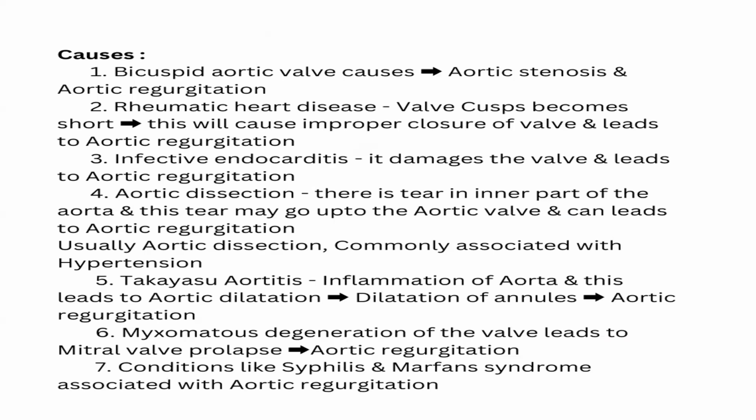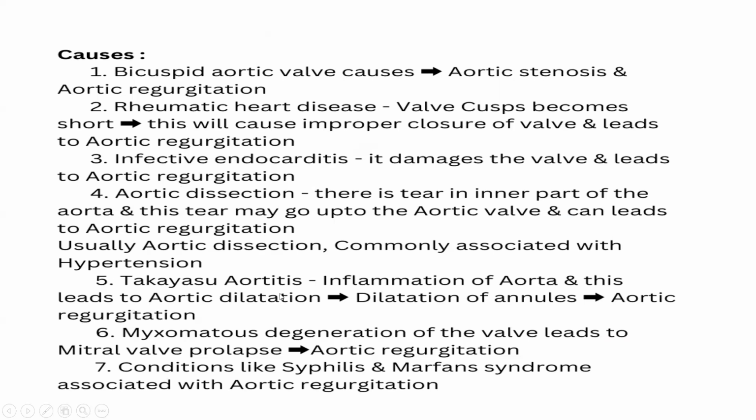Now, aortic dissection is commonly associated with hypertension. It is strongly associated with hypertension because high blood pressure can weaken the aortic wall, making it more susceptible to tearing and dissection. That's why aortic dissection is commonly seen in association with hypertension.